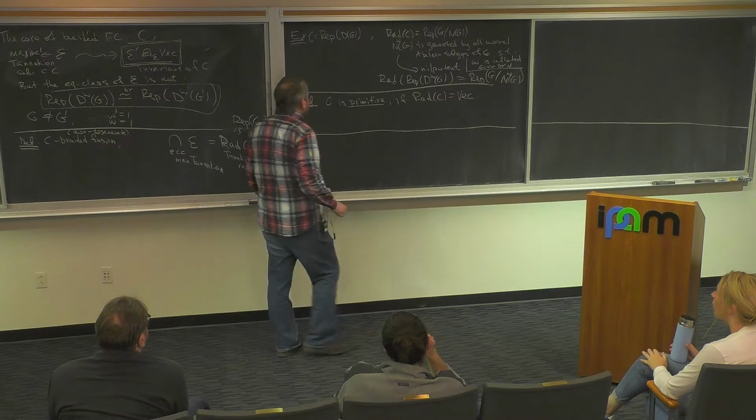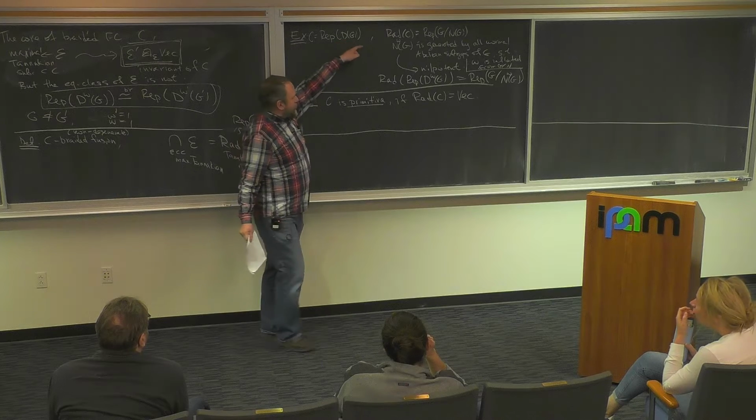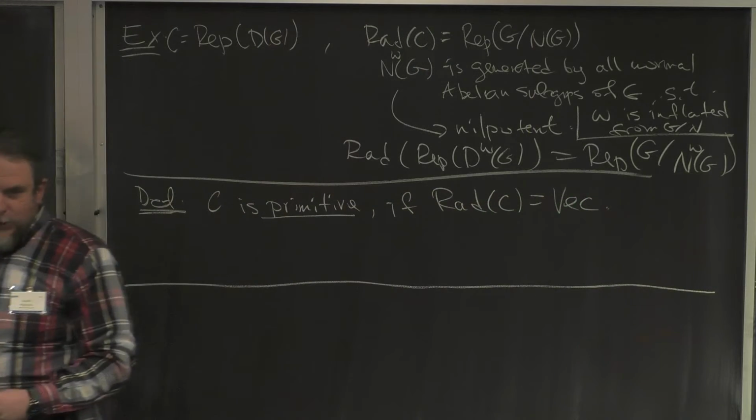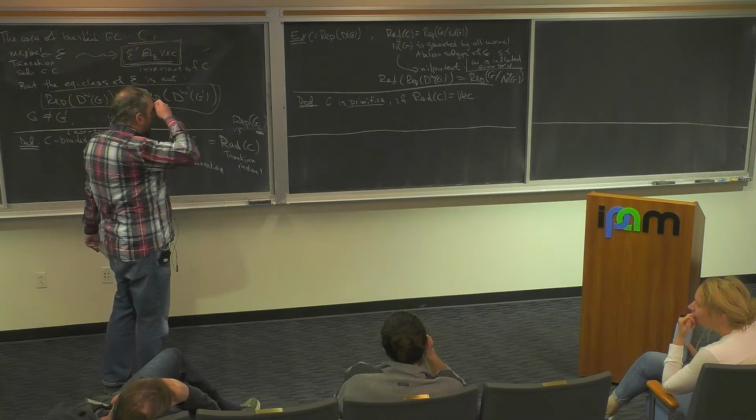Now, this category would be primitive if G is generated by its normal abelian subgroups. So this is stronger than just being nilpotent. There are nilpotent groups that do not have this property.